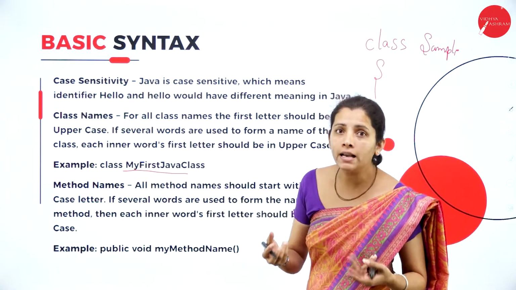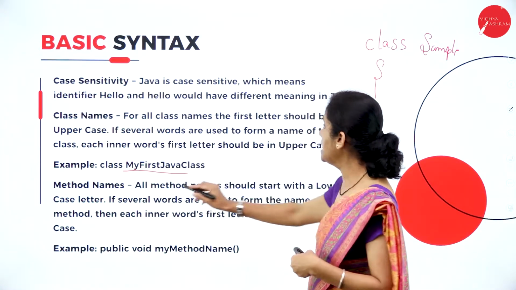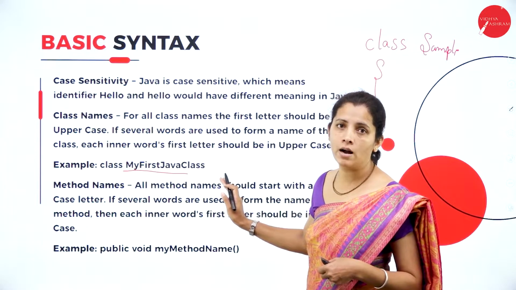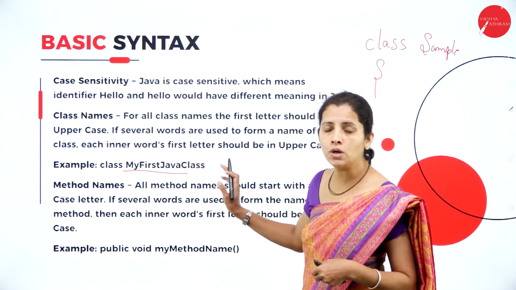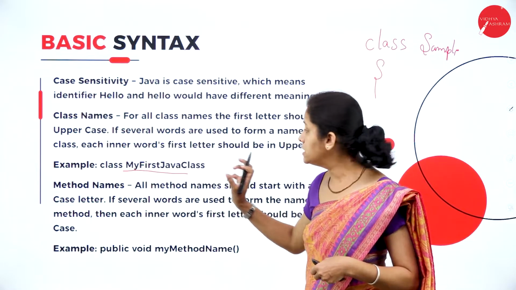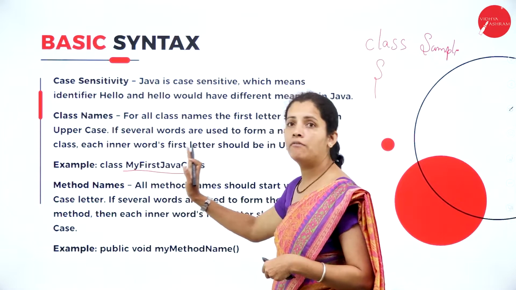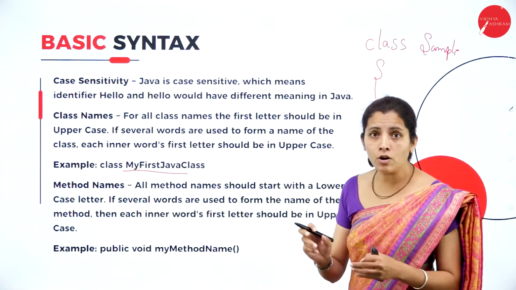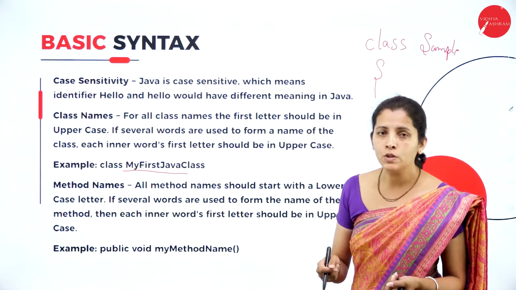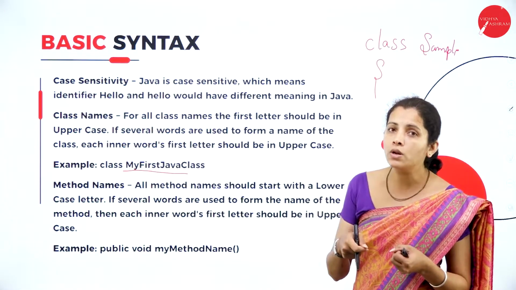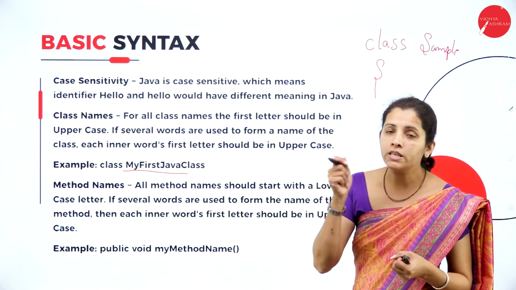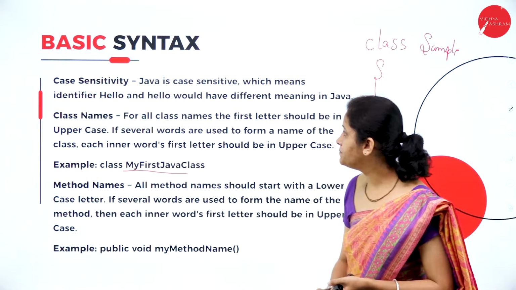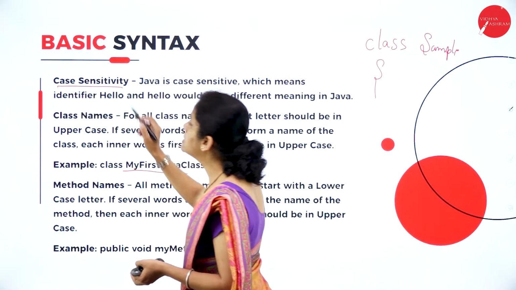Then what is my file name here? That is once again MyFirstJavaClass.java. In the sense, I'm going to store this program with the name MyFirstJavaClass.java. Why is it .java? Because I'm writing a Java program, to indicate that I'm going to save the file name with the extension .java. And it is case sensitive.